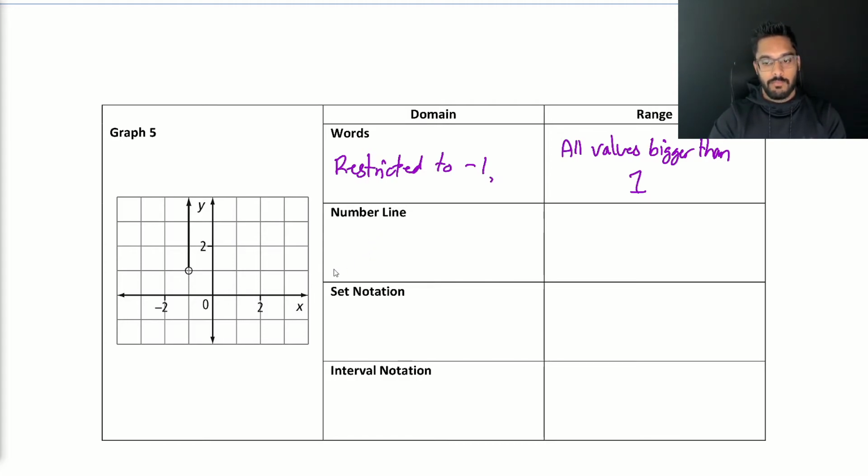Now if it's a number line, if we do the domain first, I can't really have a number line because it's at -1, right? That's the only possibility. So technically my number line is just a dot at negative 1. I can't move it anywhere.